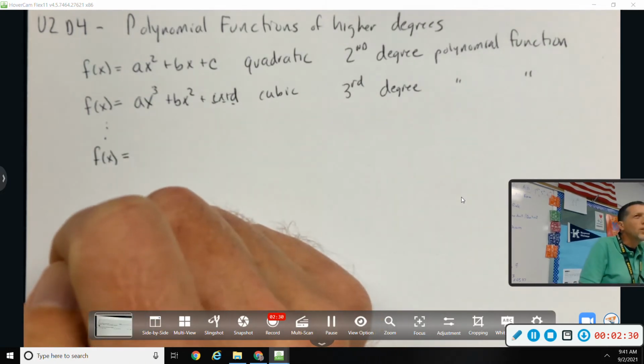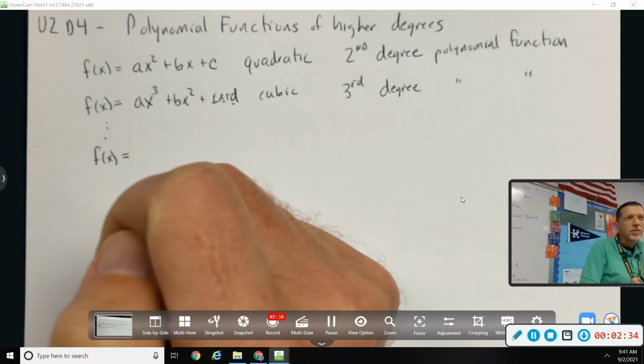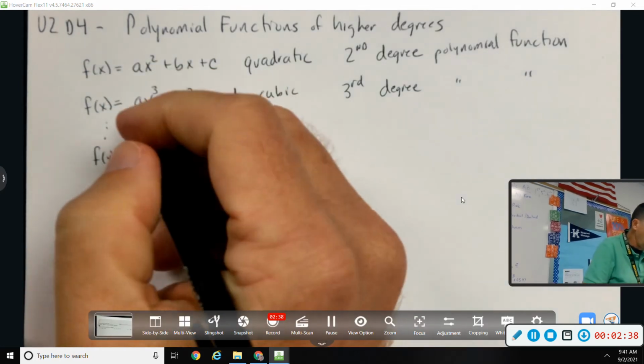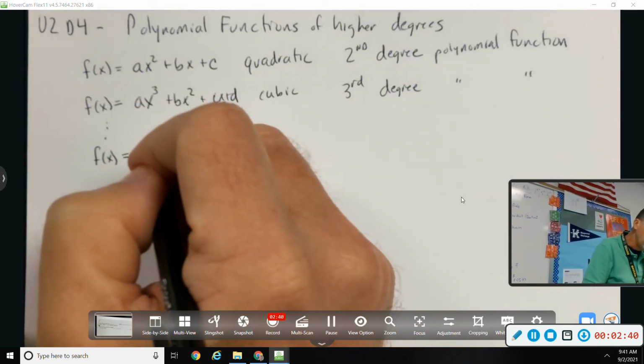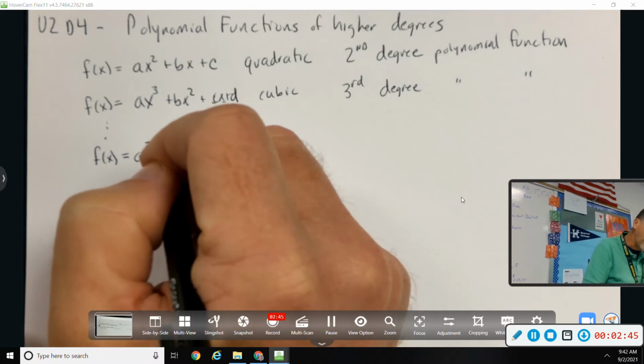Like quintic, because it's the same root as quintuplets. I think it's sextic, because they're sextuplets. Septic is like poison or septic shock or septic tank. Yeah, exactly.